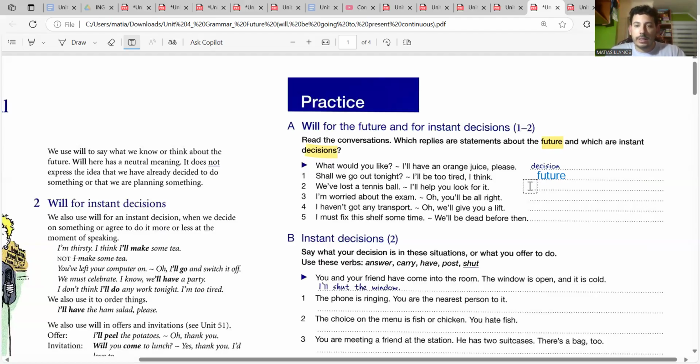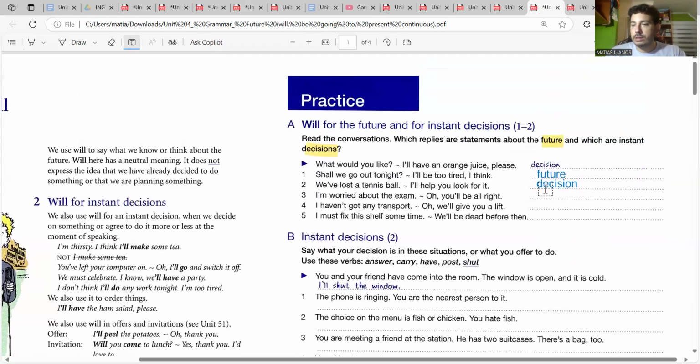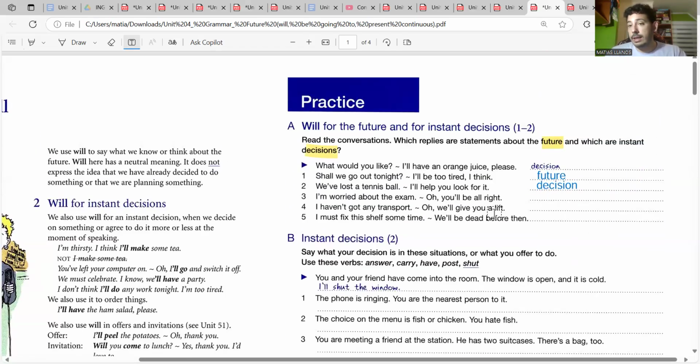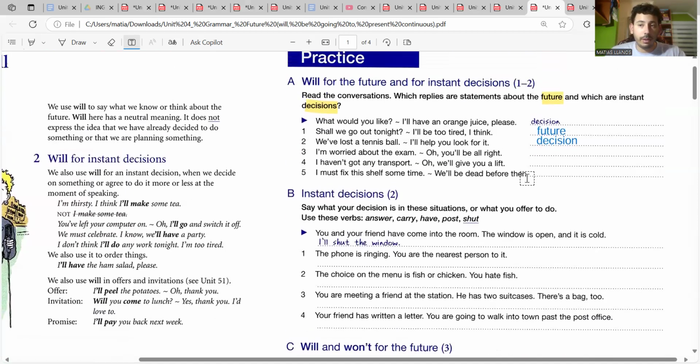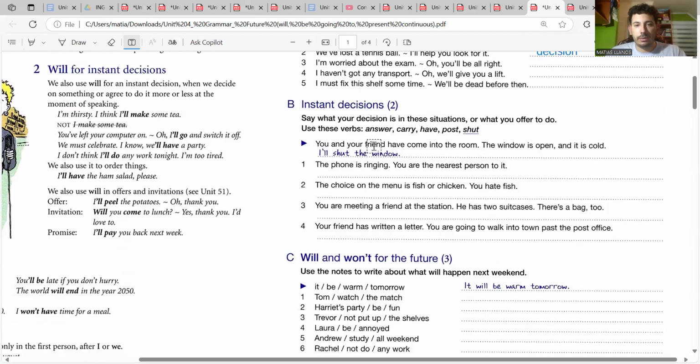We've lost a tennis ball. I'll help you look for it. When he says, I'll help you look for it, he's making a decision, right? He's not thinking about making it, he's doing it. So that's how you have to complete it. I'll let you do it, but then you can check the answers because I'll upload this guide completed.